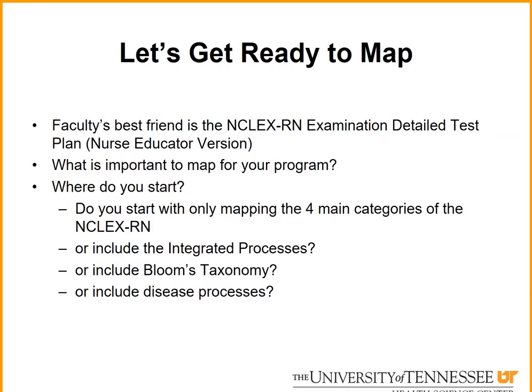Do you want to break it down into disease processes so you make sure you are actually testing each of the disease processes you want to make sure you cover? When you start mapping, keep in mind if you want to do a longitudinal review, you can only go back and review what you have mapped. So my suggestion is at least start with the 4 main categories of NCLEX-RN and the integrated processes.